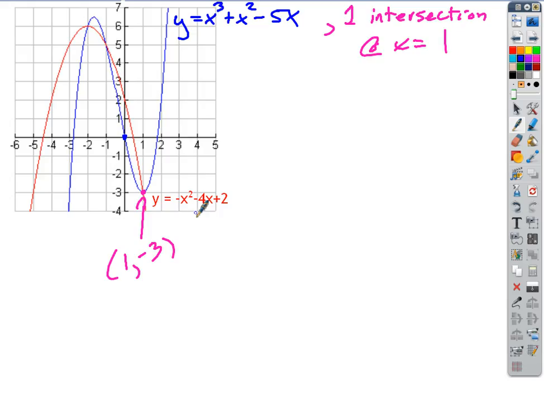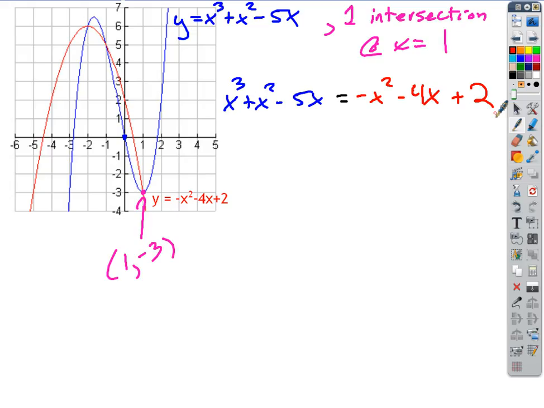Exactly. That's it, right? If I want to know where the y values are the same, I'm just going to set this expression equal to that expression and solve. And the math gods in their infinite wisdom will tell me through algebra all the places where that happens. So we're going to set x cubed plus x squared minus 5x equal to negative x squared minus 4x plus 2, right?